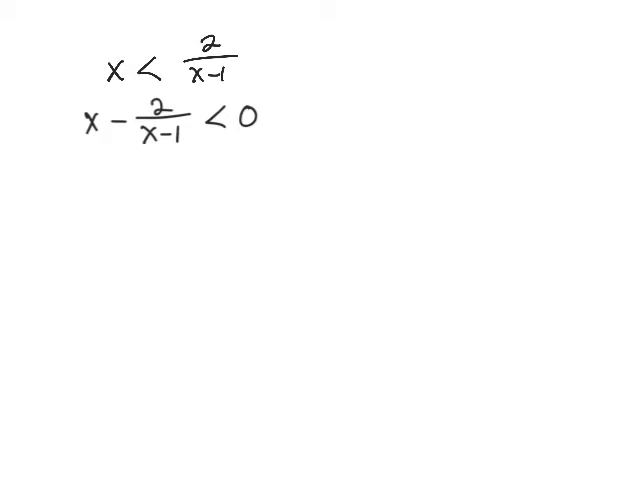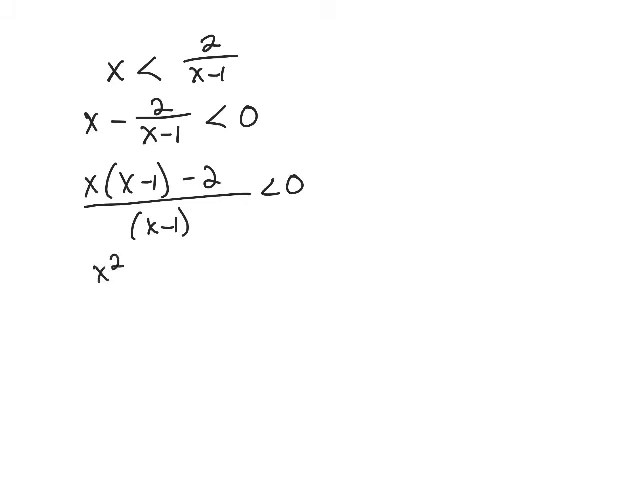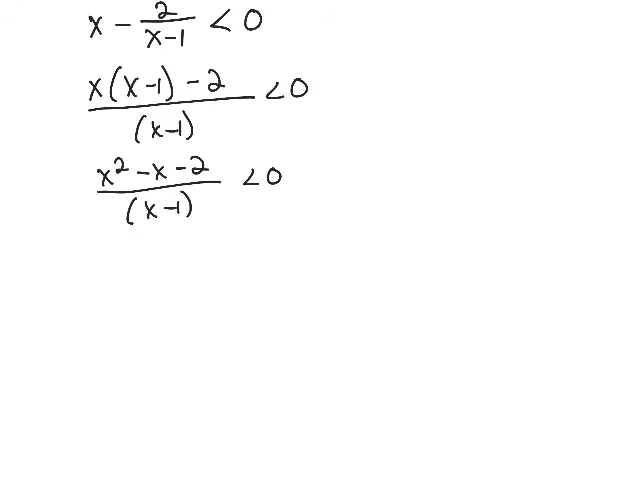Now I need to get a common denominator. If I multiply the first term here by x minus 1 over x minus 1, it gives me x times x minus 1 minus 2 all over x minus 1, less than 0. X squared minus x minus 2 over x minus 1, less than 0. I can factor, and that's going to be x minus 2, x plus 1 over x minus 1, less than 0. So I'm going to have multiple intervals here.